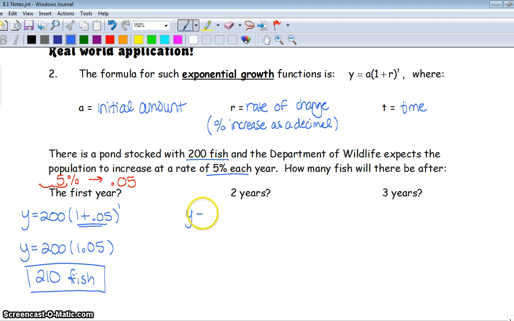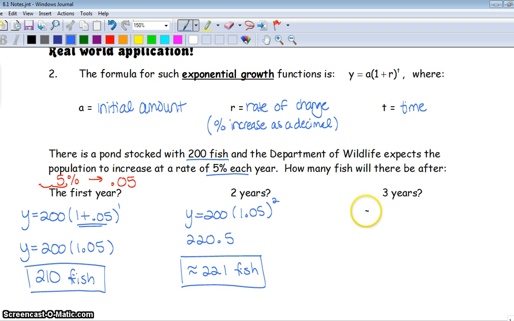So I've got y equals 200 times 1.05, since it's the same rate, but this time I'm going to have it for 2 years. So instead of raising it to the first power, I raise it to the second power. On your calculator, you can just do second enter and change the 1 to a 2, and you get 220.5. We can't have half of a fish, so I'm going to round this. There's going to be about 221 fish. Just round to the nearest number of fish.